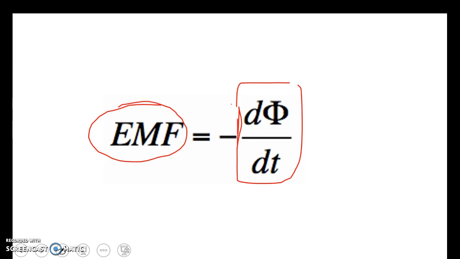Now, this equation also has a negative sign. This negative sign comes from Lenz. So this equation is also known as Lenz's law. Lenz was the guy who figured out the minus sign. We know that an electric current gives rise to a magnetic field, but thanks to Faraday, we also know that a magnetic field within a loop gives rise to an electric current.